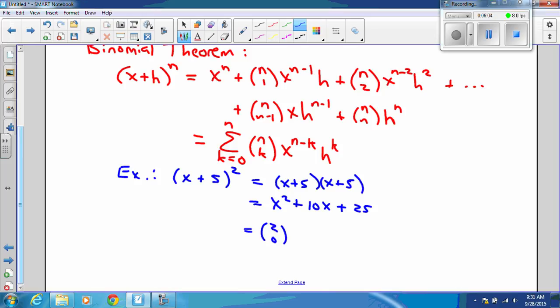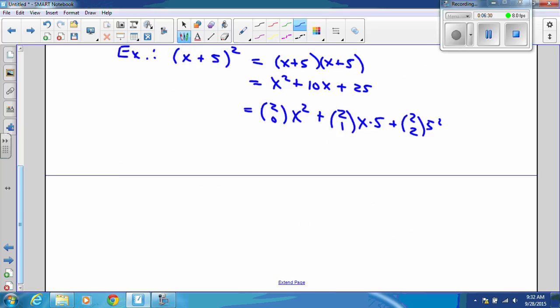And if I write it in terms of the binomial theorem, that would be the same as 2 choose 0, which is 1, times x to the 2 minus 0, which is 2, times 5 to the 0, which is invisible, plus 2 choose 1, which is 2, times x to the 2 minus 1, which is 1, times 5 to the first power, plus 2 choose 2, times x to the 0 power, times 5 to the second power.